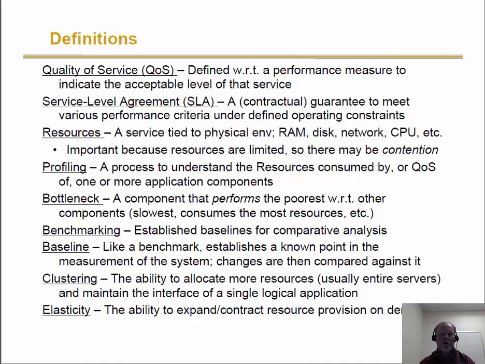At a higher order here with quality of service, it is some performance measure. So it could be a response time, it could be downtime, it could be whatever that performance measure is. There's some one or more acceptable levels of that service, and usually you tie that to some kind of money. One of the ways you tie it to dollars, if you will, is through a service level agreement, or SLA. This is usually a contractual guarantee to meet various performance criteria under defined operating constraints. The defined operating constraints give you as a service provider the assumption, and provided the operating constraints are met, then the software, the system, should meet those performance criteria. And it's usually a contractual guarantee.